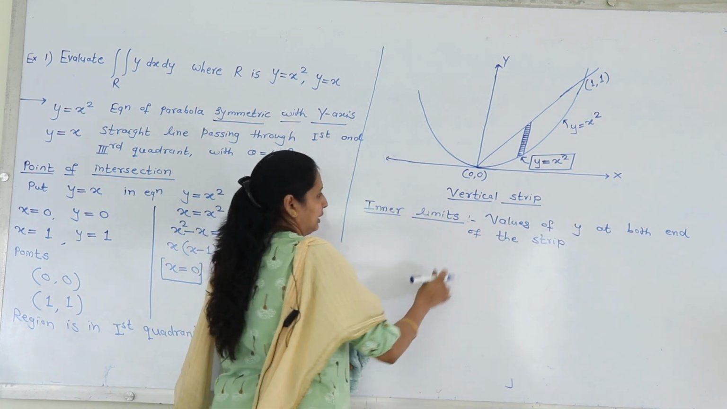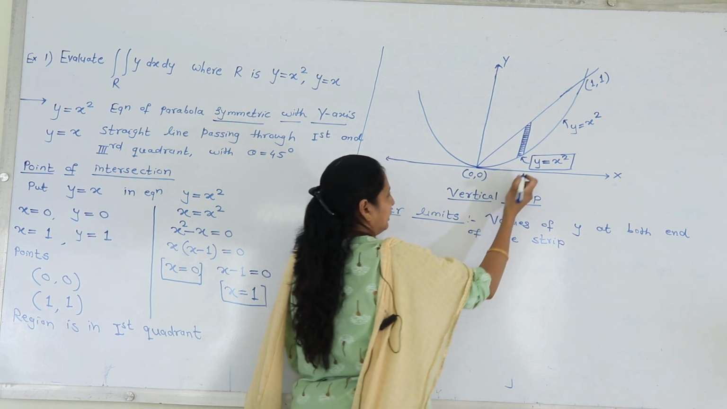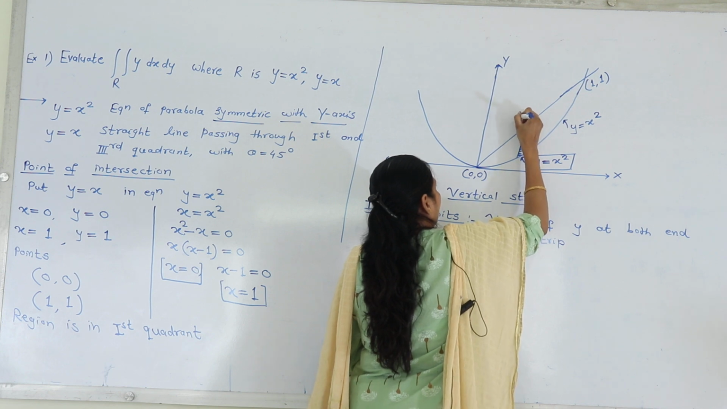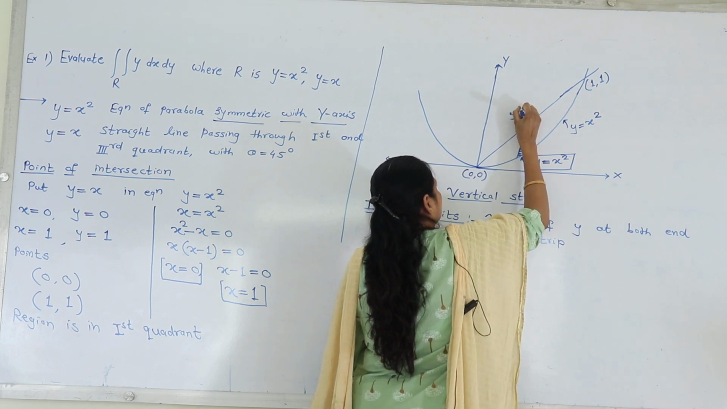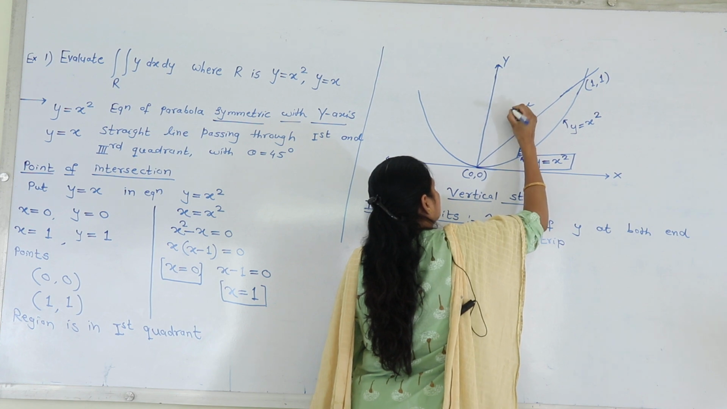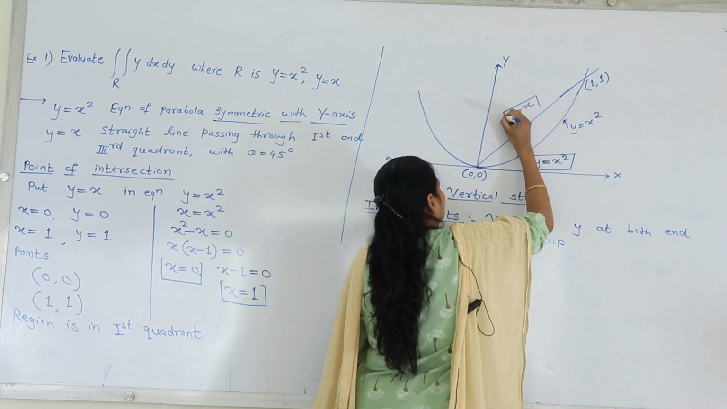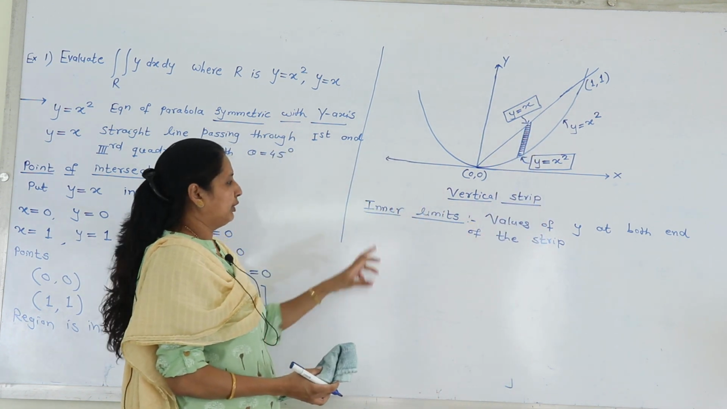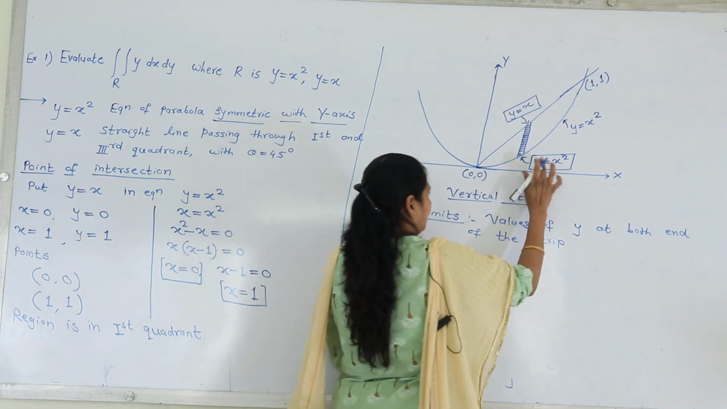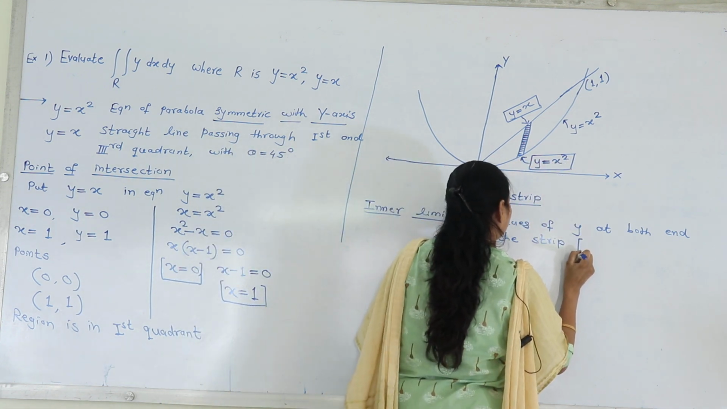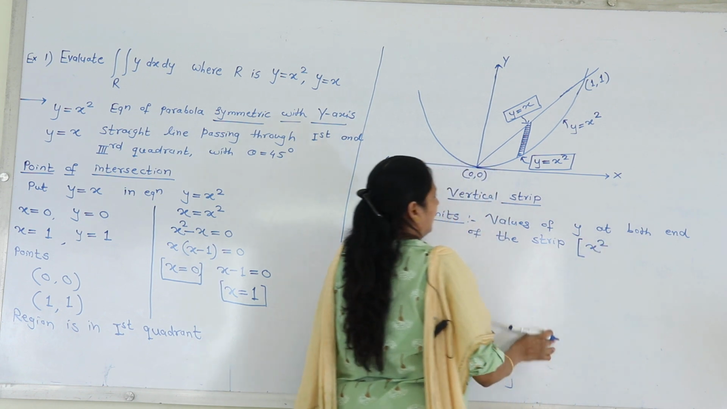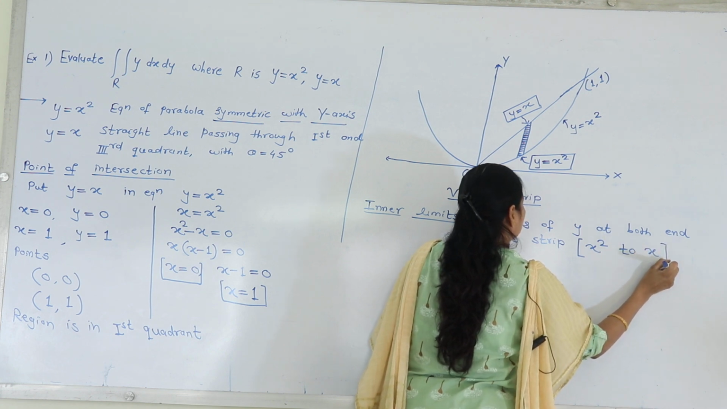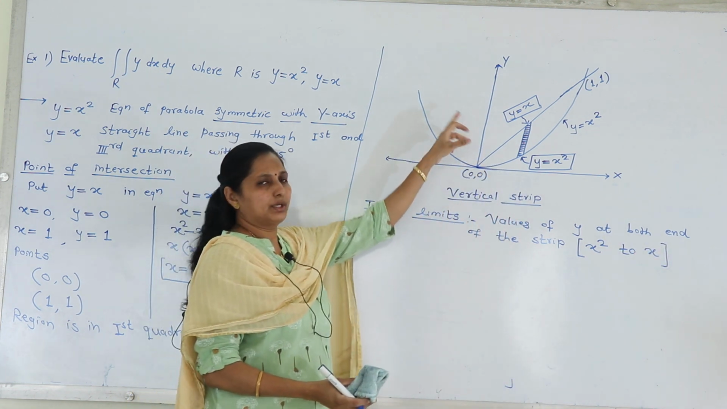Inner limits: values of y at both ends of the strip. At the lower end of the strip, the value of y is x square. At the upper end of the strip, the value of y is x. Take the values of y at both ends of the strip for the inner limits. First the lower end means the lower limit, that is x square, and the upper end means the upper limit, that is x. That means the inner limits are from x square to x.